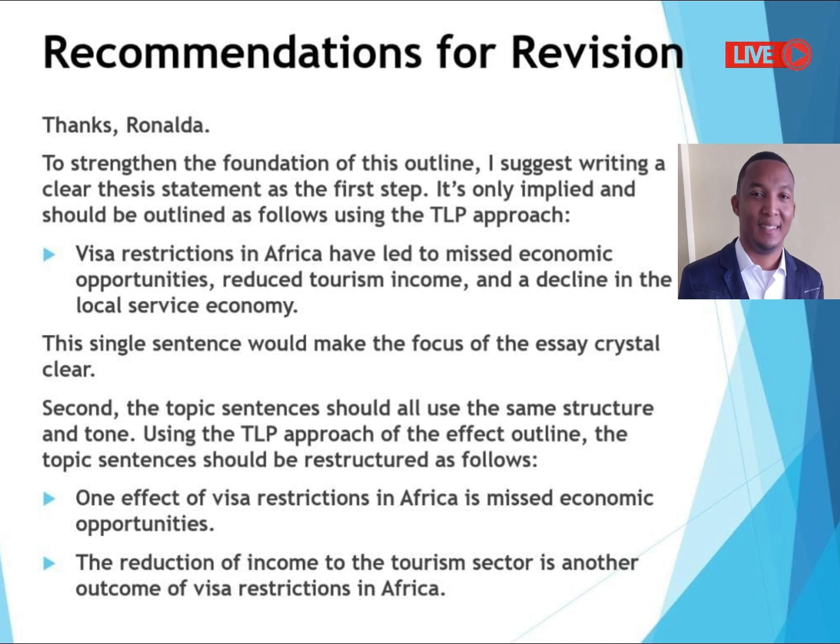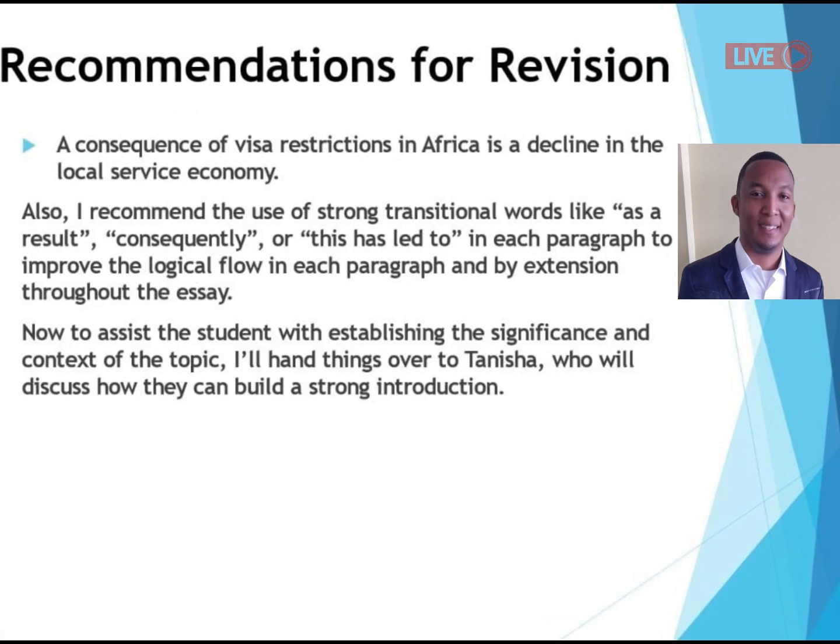The topic sentences should all use the same structure and tone. Using the TLP approach of the effect outline, the topic sentences should be restructured as follows. 1. One effect of visa restrictions in Africa is missed economic opportunities. 2. The reduction of income to the tourism sector is another outcome of visa restrictions in Africa. And 3. A consequence of visa restrictions in Africa is a decline in the local service economy.